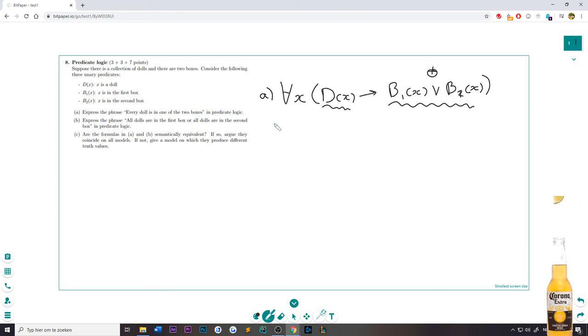and why you can be pretty sure about using it like that. So for B, we have all dolls are in the first box or all dolls are in the second box. Okay? Well, we know that for all x, can we use either-or? Well, yeah, you can use exclusive or if you want here. You can use or, or you can use exclusive or. Both are valid answers.